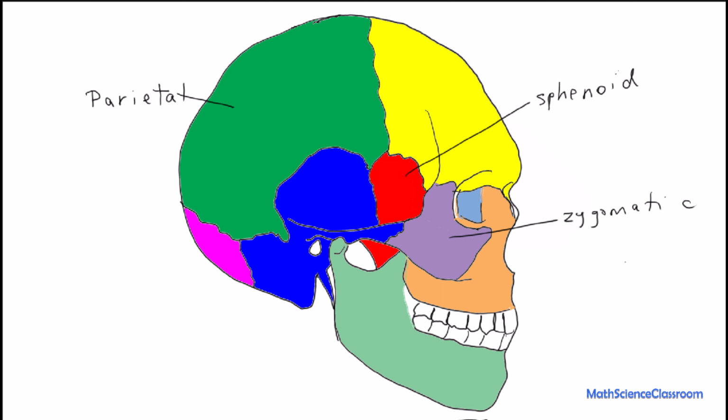Next, I'd like to identify the temporal bone. The temporal bone, remember, surrounds the acoustic meatus or the ear. So here is the temporal bone. It is in blue. The occipital bone. Remember, occipital means back of skull. So where is the occipital bone? We have the occipital bone in magenta, and this is the occipital bone in the back of the skull.